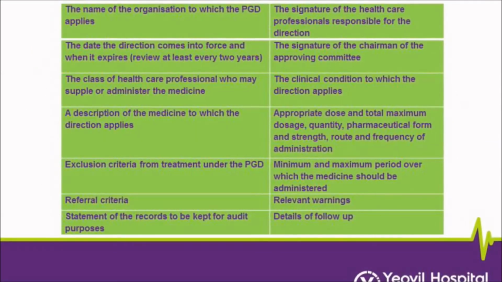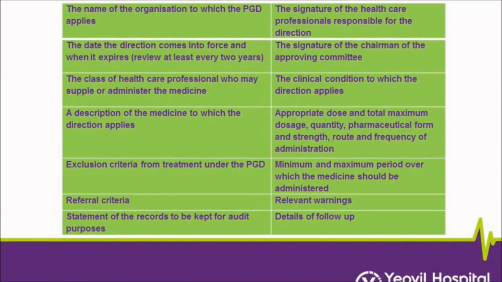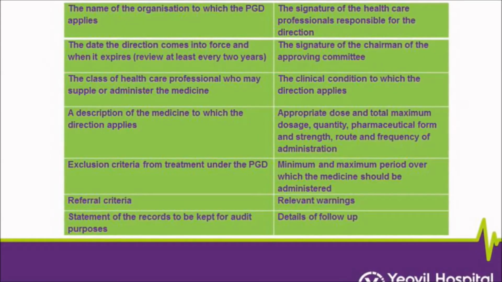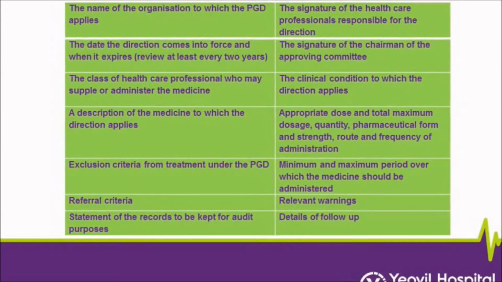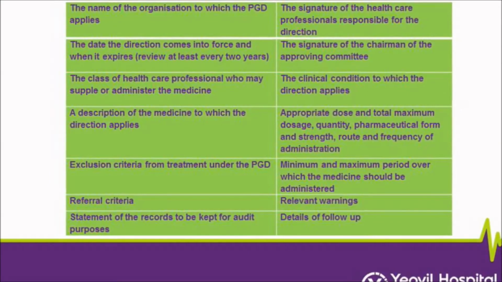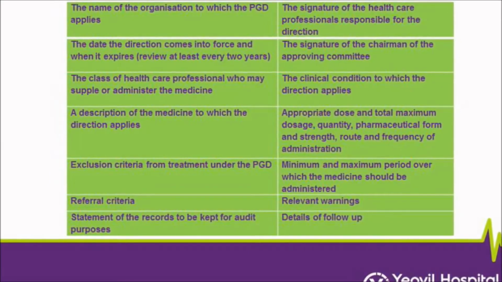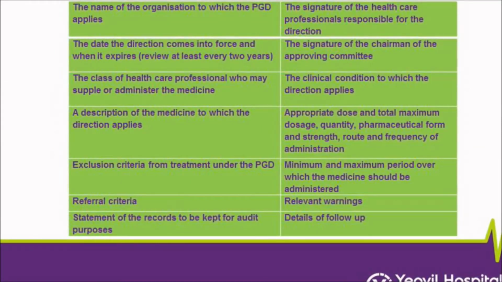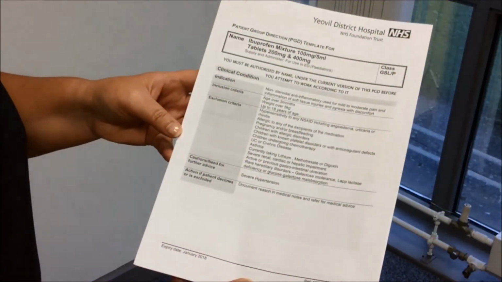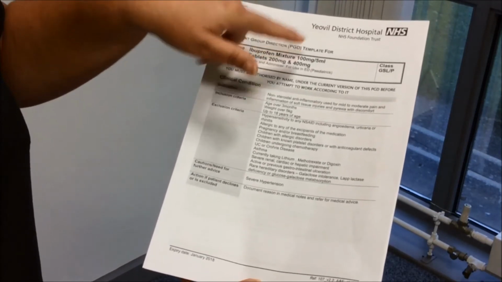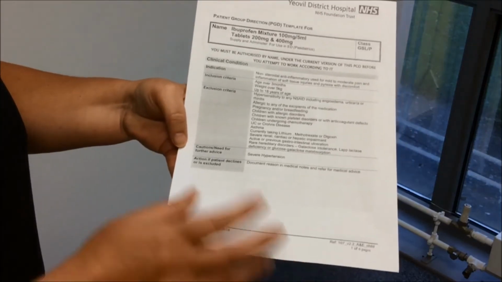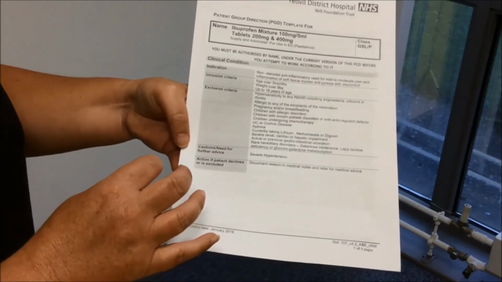So the criteria of a PGD, you'll see from this slide, it's a very busy slide, but when we write PGDs, we have to include certain criteria, and all of our PGDs are written under certain headings. So this is the format of the patient group directions, or PGD, for our hospital. So I'm going to point out a few key things to you.